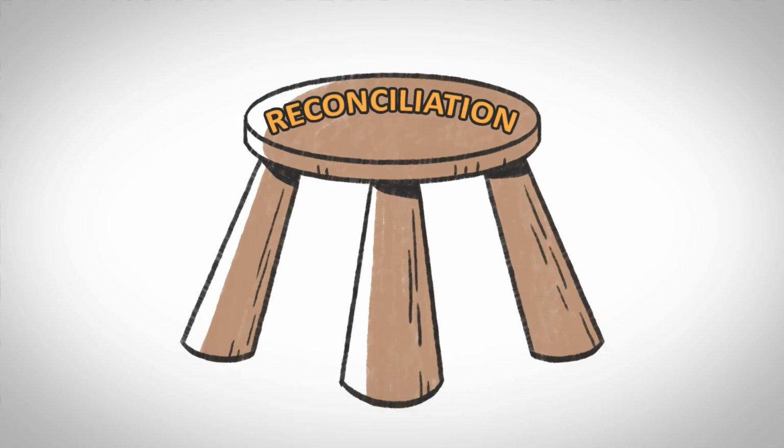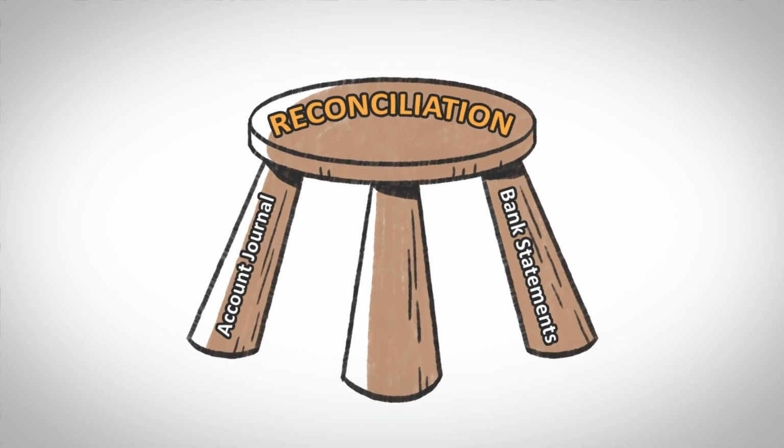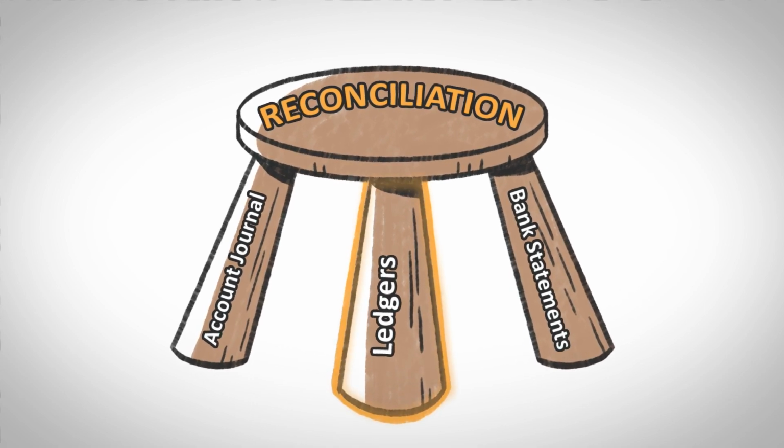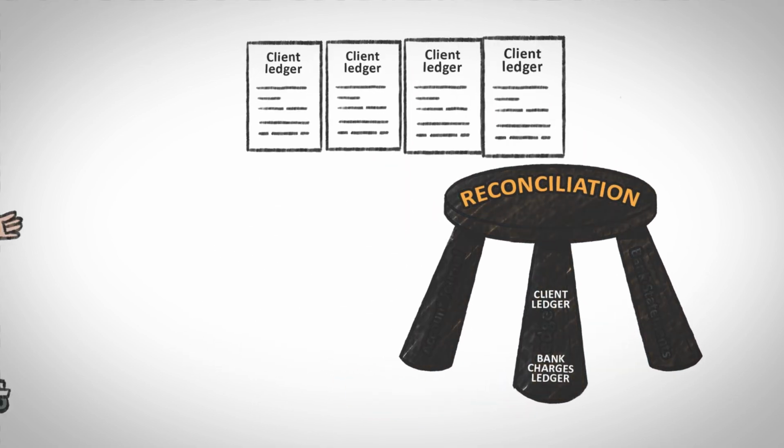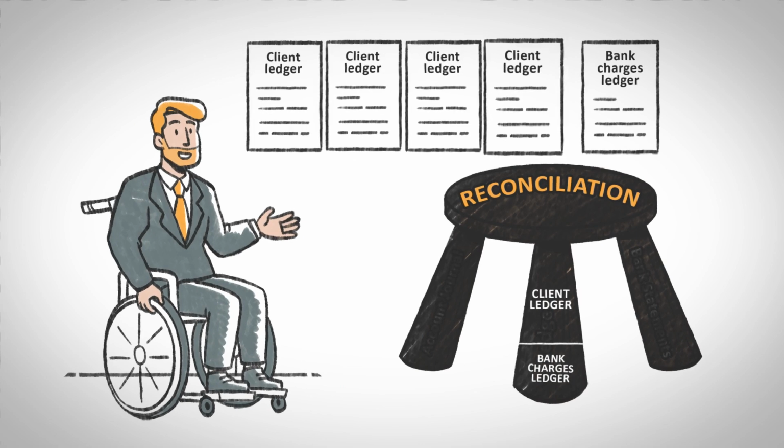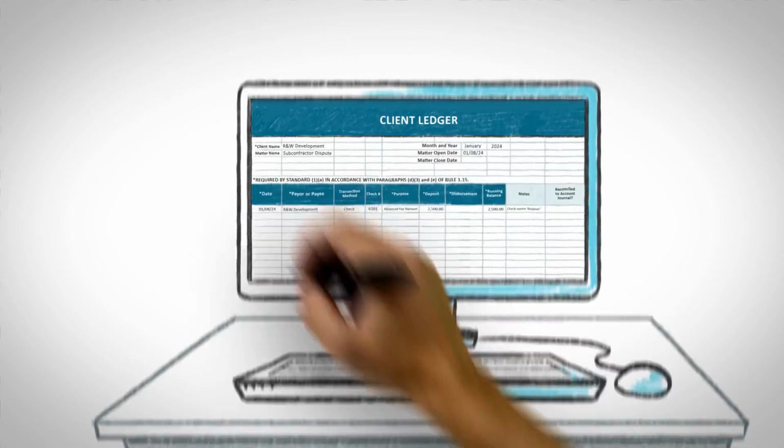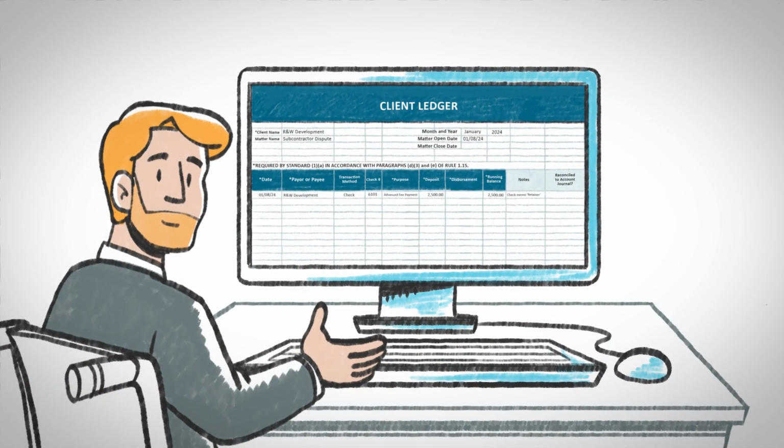The individual ledgers are one of the 3 trust account documents you must reconcile monthly. There are 2 types of individual ledgers, the client ledger and a bank charges ledger. An IOLTA will have a client ledger for each client's funds and 1 bank charges ledger. Let's take a tour of the client ledger.